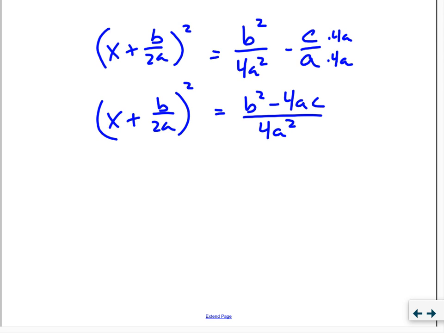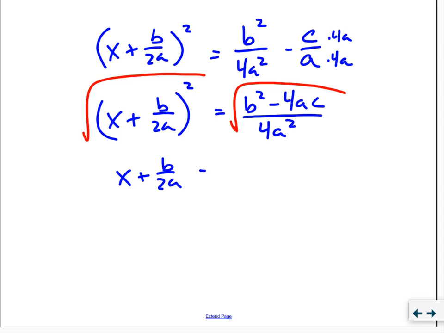What I want to do here is take the square root of both sides. So we'll take a square root. I know what you're saying. Ooh, the right side's really looking ugly. It sure is. So you know what? We're going to leave a lot of it alone. I'm going to leave the square root of the b squared minus 4ac on top.